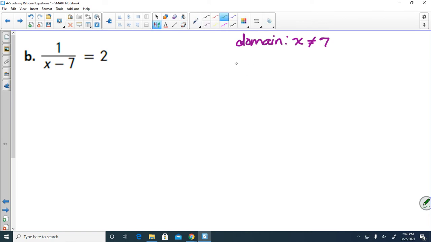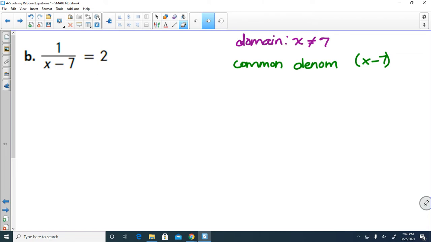Okay, now I'm going to find the common denominator. The common denominator looks like it would be x minus 7. So I'm going to multiply both sides by x minus 7. So multiply on the right, multiply on the left.